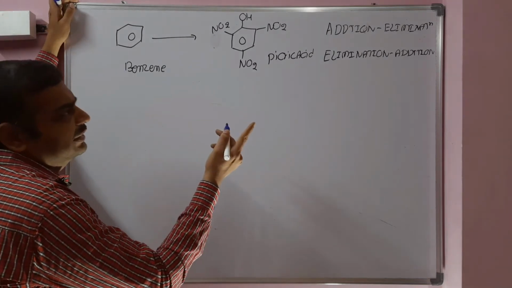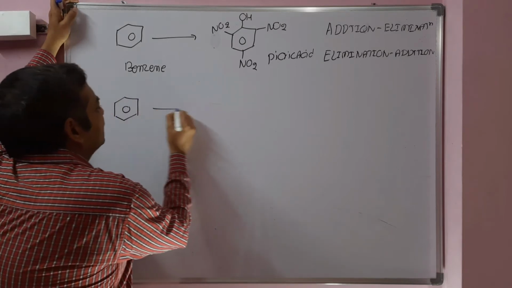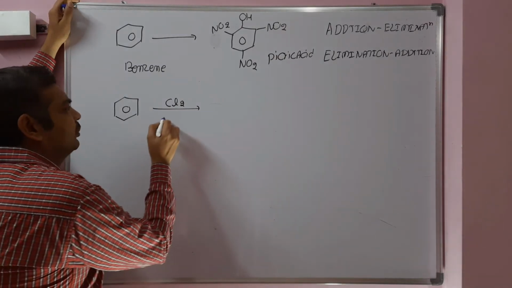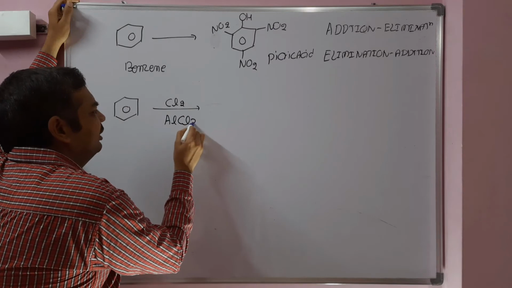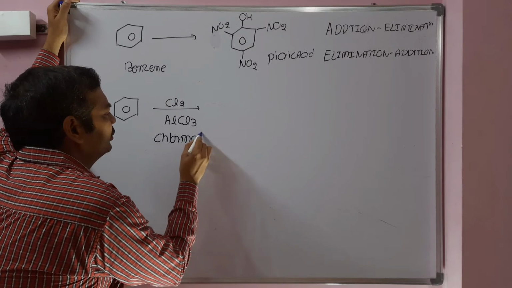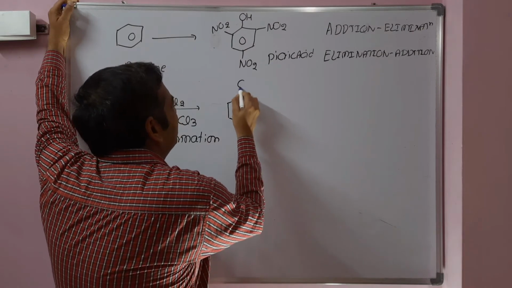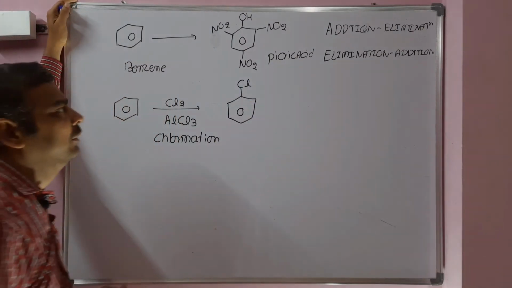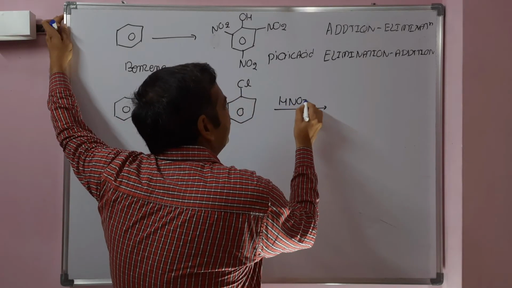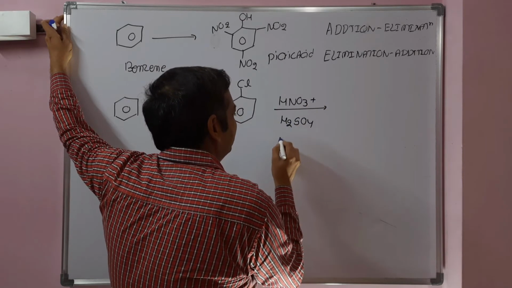First, we will start with addition elimination mechanism. First, benzene reacts with chlorine in presence of AlCl3, Friedel-Crafts halogenation. This is chlorination, a method of preparation for chlorobenzene. So first benzene is converted to chlorobenzene. After preparing chlorobenzene, do nitration. Nitration means mixture of sulfuric acid and nitric acid, 1:1 ratio.